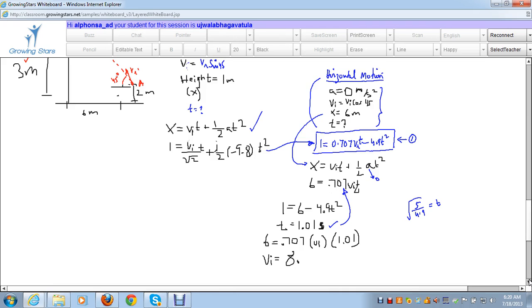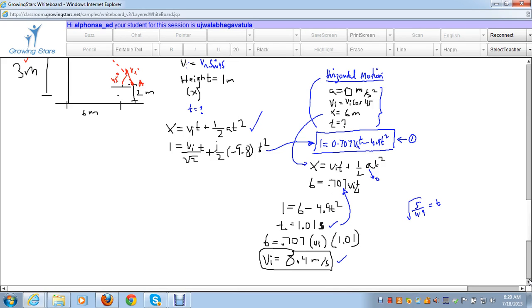8.4. Yeah, same answer you're getting. Okay, but it's given in the question. Its answer is given. Did you see that? So yeah, that's the answer. And it's thrown at an angle 45 degrees with the horizontal. Did you understand?